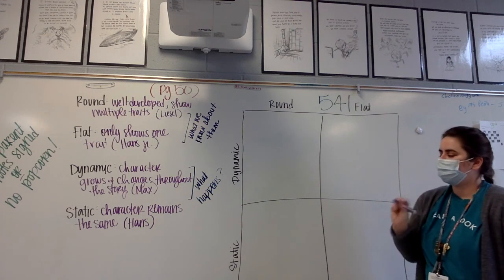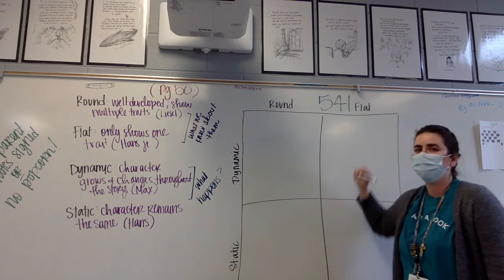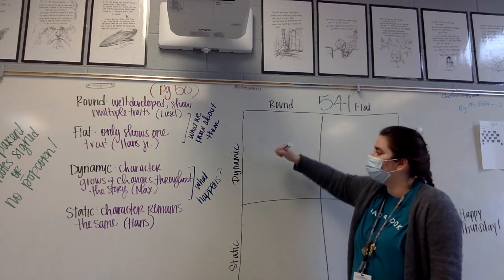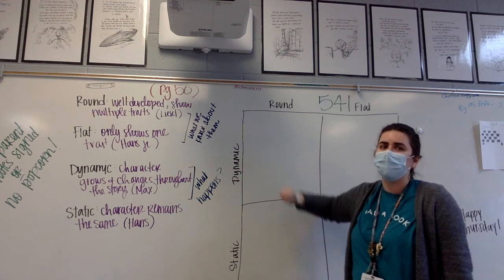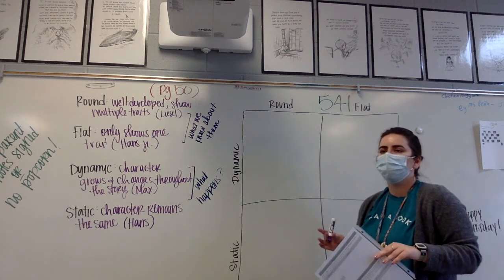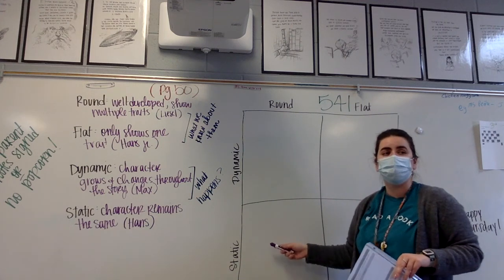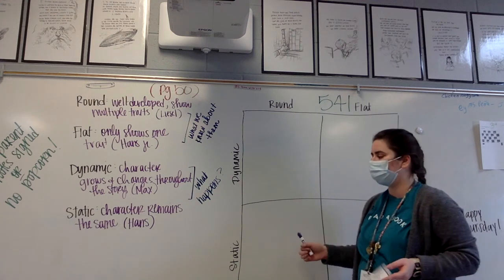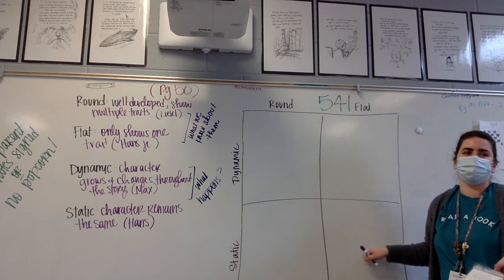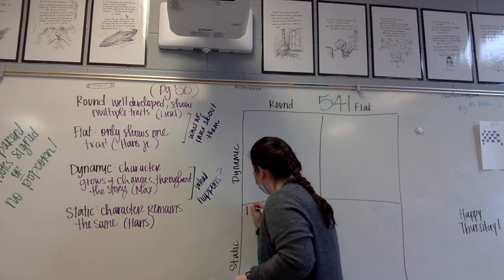And you're going to take each of those characters, and first you're going to ask, okay, round character or flat character? And then you're going to say, okay, it's a round character. Do they change and grow, or do they stay the same, dynamic or static? Good. We've already said Hans is static. So now we've got to ask, we're looking at the first character on our list. Is Hans a round character, or is he a flat character? He's definitely round. So I'm going to put Hans in this box.